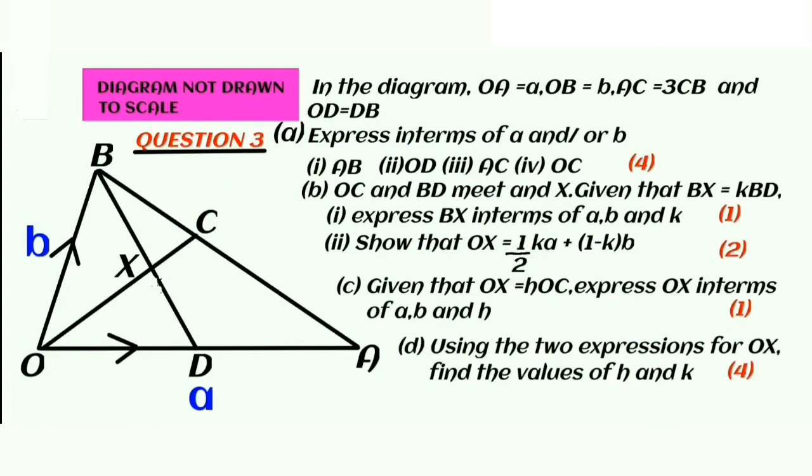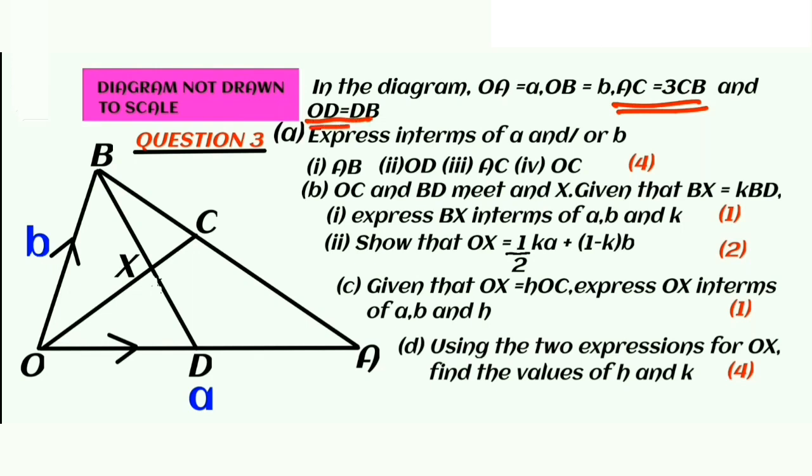So this is the third and final question of vectors in this tutorial. Please, I want to thank you for staying here for over 25 minutes now. So let's go. In the diagram, OA equals A, OB equals B, and AC equals 3CB.